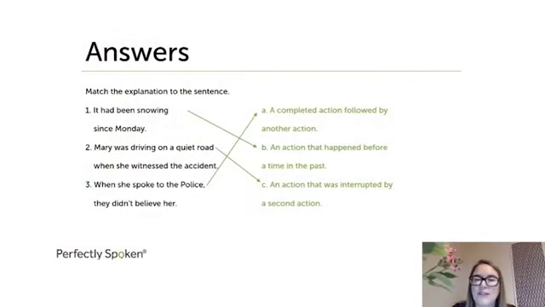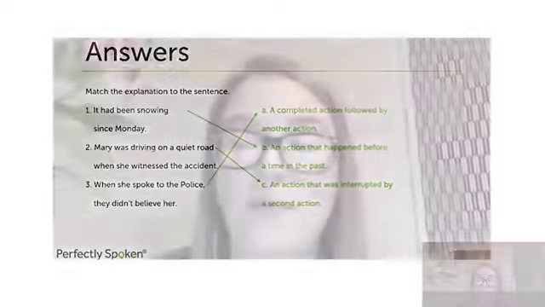Okay, so it had been snowing since Monday. This is describing an action that happened before a time in the past. So, had been snowing happened in the past since Monday. Number 2 is C. Mary was driving when she witnessed the accident. So, it's an action that was interrupted by a second action. Mary was driving. In the middle of driving, she witnessed the accident. So it interrupts the first action.